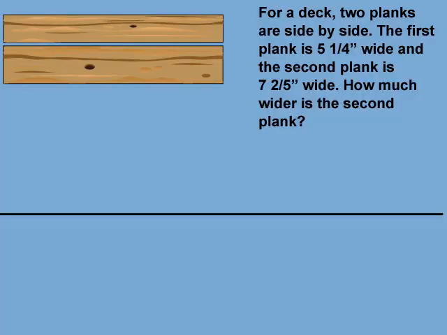For a deck, two planks are side by side. The first plank is 5 1/4 inches wide, and the second plank is 7 2/5 inches wide. How much wider is the second plank? To find the difference in the lengths, simplify this expression, 7 2/5 minus 5 1/4.